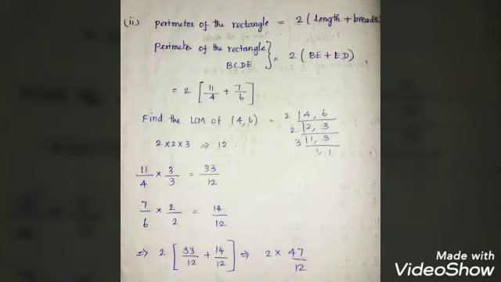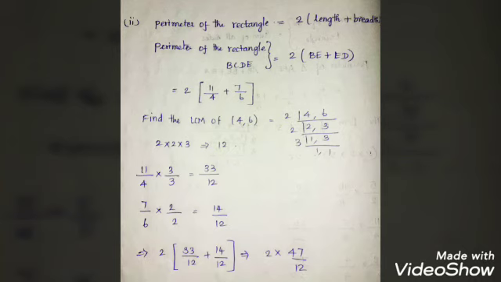Next, the perimeter of the rectangle. What is the formula? 2 into length plus breadth. So the perimeter of the rectangle BCDE equals 2 into, what is your length? BE, plus what is your breadth? ED. We know the values. 2 into BE is 11 by 4 plus ED is 7 by 6. Now you can see the denominators are different, which are 4 and 6. First find the LCM of 4 and 6. What do you get? 12.